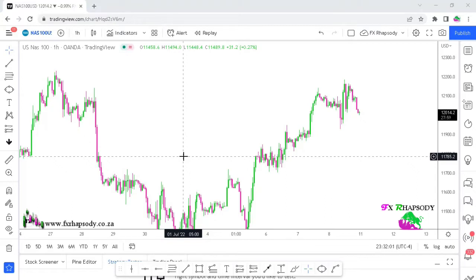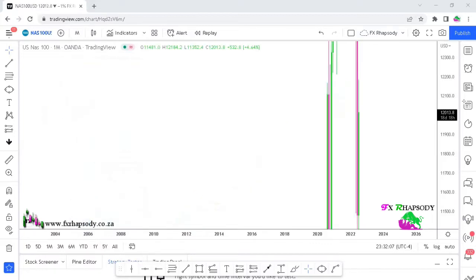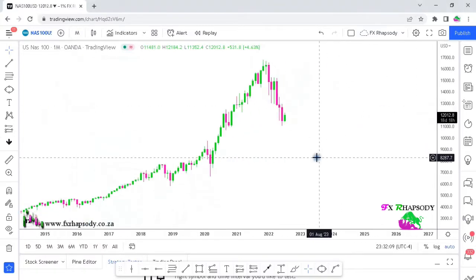So let us see the charts. We're going to be doing top-down analysis again. We're going to be starting out with Nasdaq because we haven't done it in such a long time. We're going to be looking at the monthly time frame.